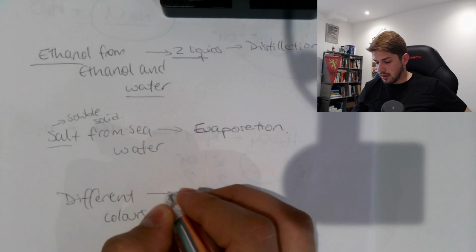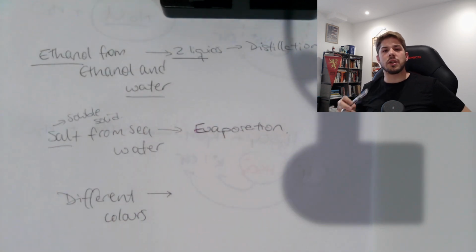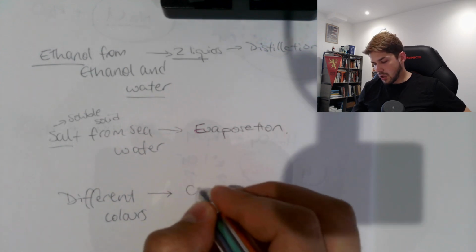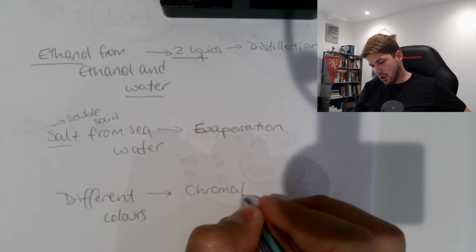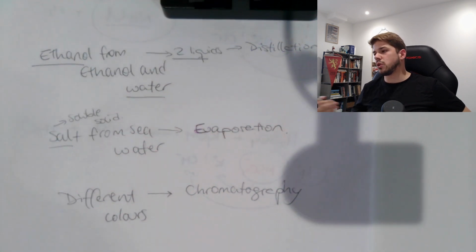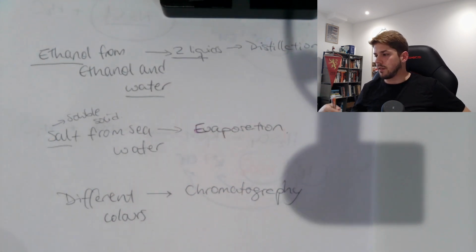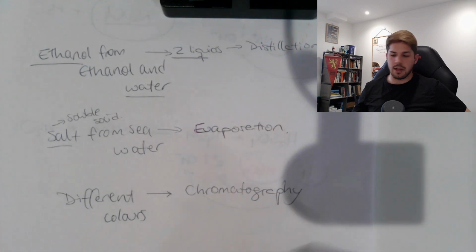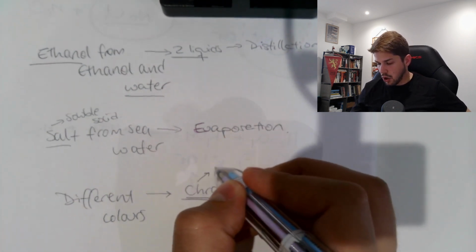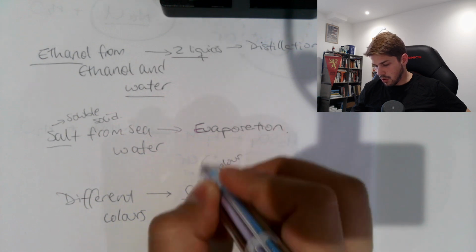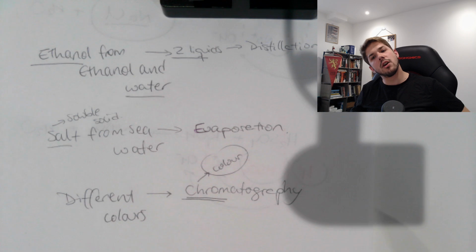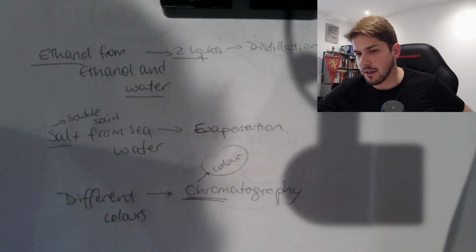And the last one, when we are trying to separate different colors, like in my pen, the best one is chromatography. Those who have been here enough time with me know that I love Greek and Latin. Chroma in Greek means color. So chromatography is the graph of the colors, which I think is a very beautiful name.